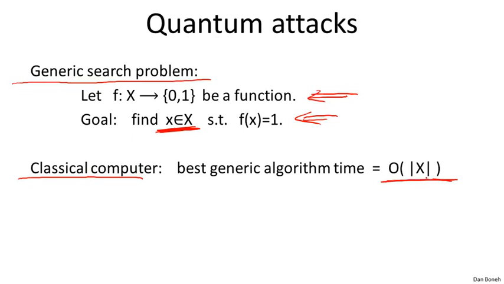So this is going to take time, which is linear in the size of the domain. Now, it turns out there's an absolutely magical result that says that if you build a computer that's based on quantum physics as opposed to classical physics, you can solve this problem faster. So let me explain what I mean by this.